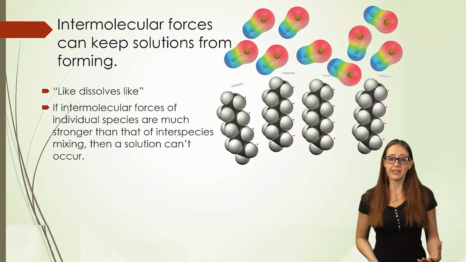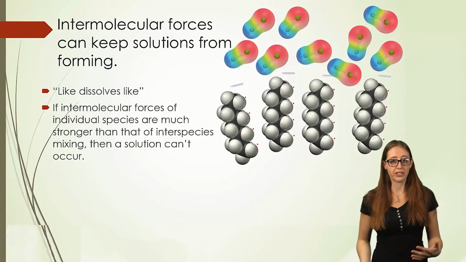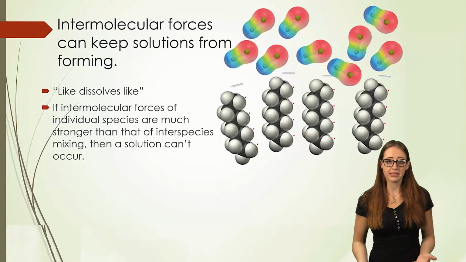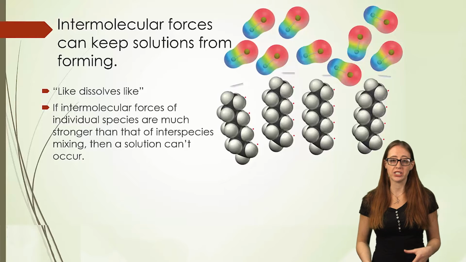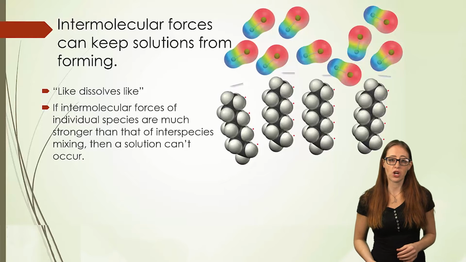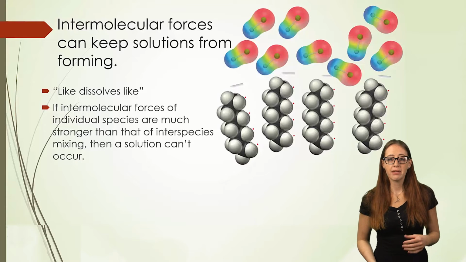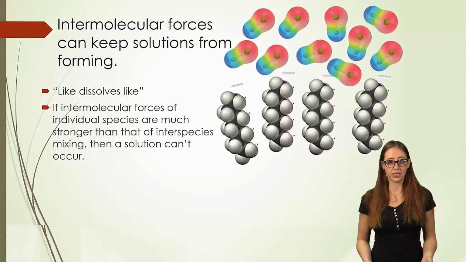For example, in this case, the HCl shown is very polar, while the hydrocarbon is not. The polar species have strong dipole-dipole interactions with each other, and these are much stronger than the dispersion forces that it has with the hydrocarbon. Because of this, the ability to form a solution is going to be hindered.